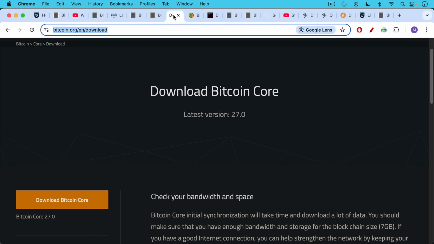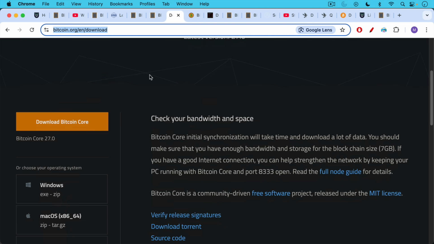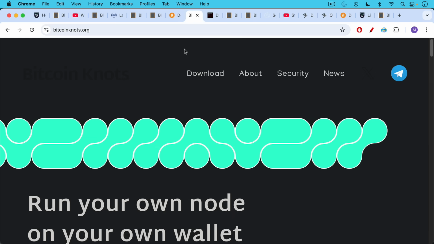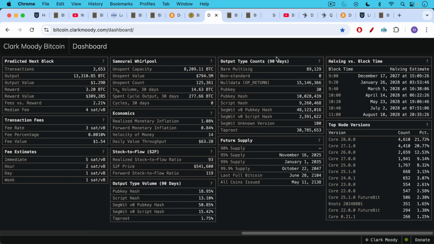So this is the main implementation that most people run for the Bitcoin software. In terms of node software, Bitcoin Core, you can download it here for your operating system. There's an alternate implementation called Bitcoin Knots, which I also like very much as well. So I'll put links to both of these in the description notes below. You can see what nodes are running here. I'm on Clark Moody's Bitcoin dashboard, and you can see that most people are running the latest two versions of Bitcoin Core, Bitcoin Core 28 and Bitcoin Core 27.1. That's about 40, 41, 42% of the total nodes.